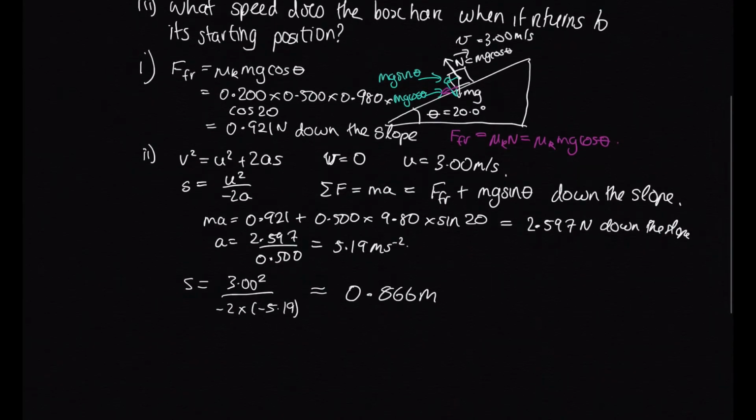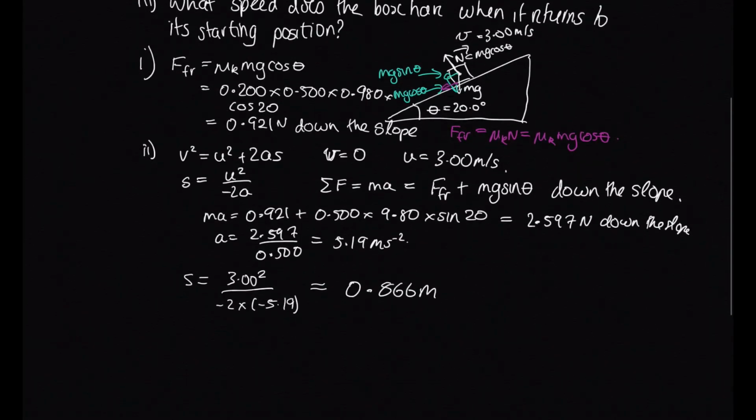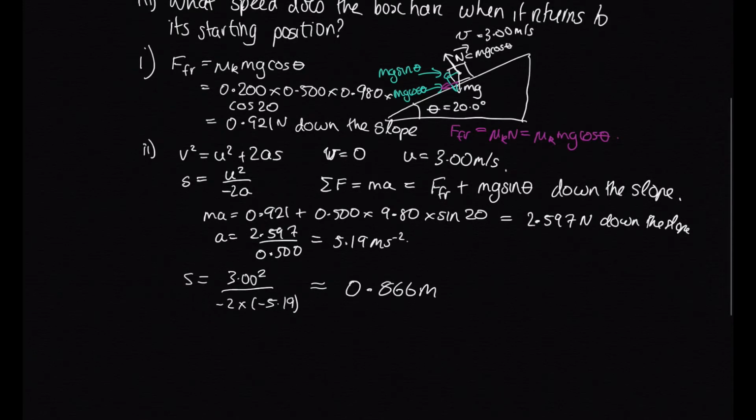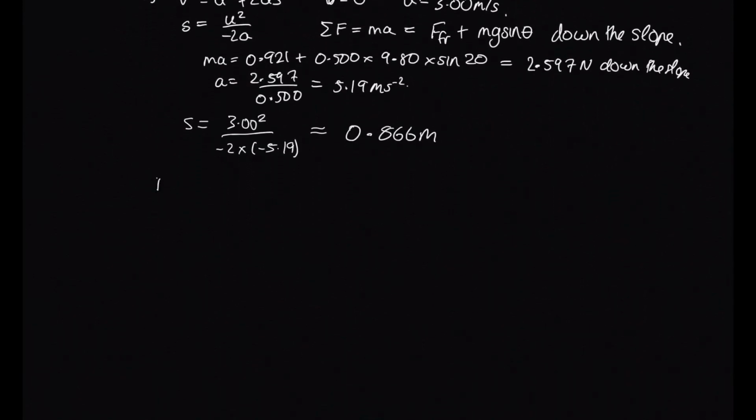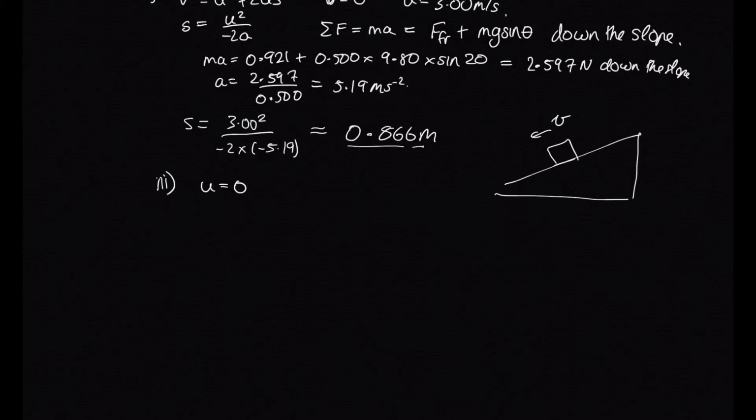For part 3, we need to work out what speed the box has when it returns to its starting position. So for part 3, we're now considering the box coming down the slope, and the initial speed is equal to 0 because it's starting from this point, and we know the displacement is equal to 0.866 meters, and that's down the slope.